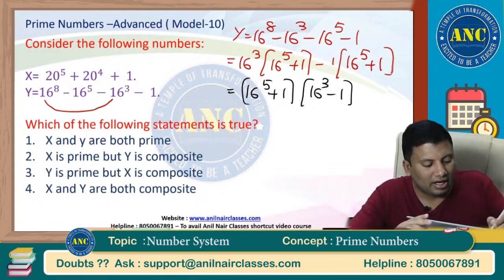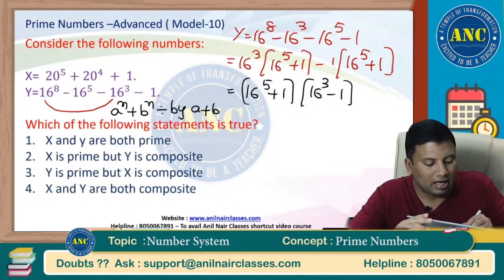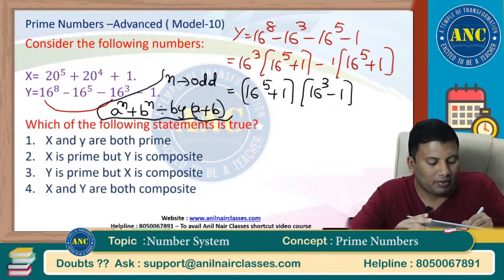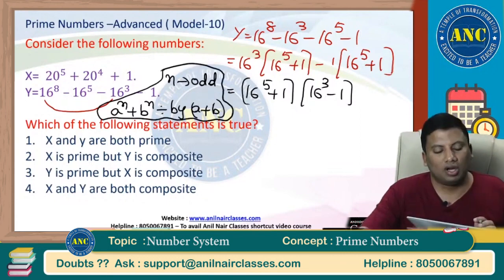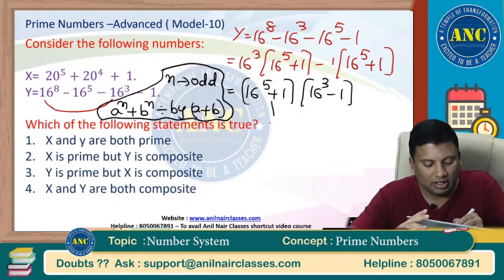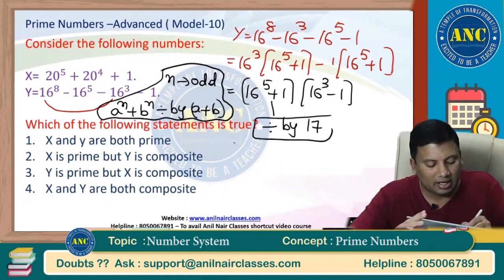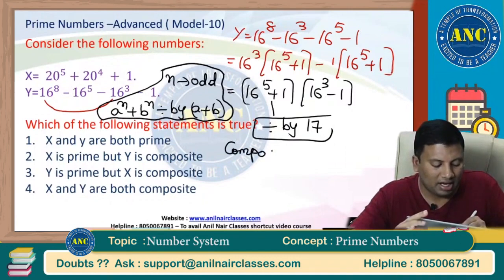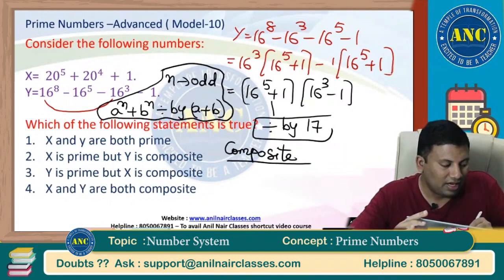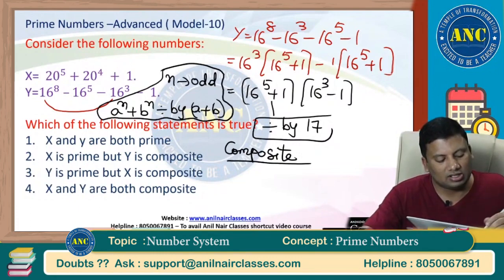Already we discussed that a power n plus b power n is always divisible by a plus b if n is an odd number. So this is always divisible by 17. Any number divisible by 17 becomes a composite number. Very, very good problem, sir. Answer is composite.